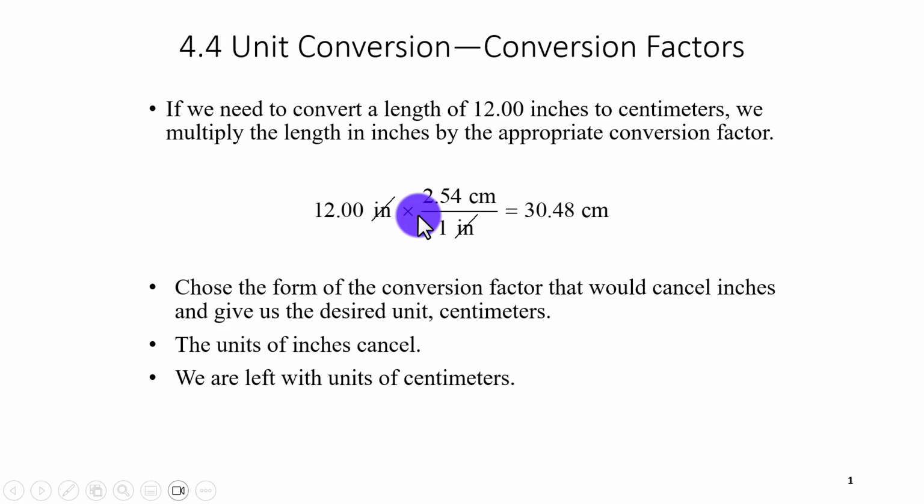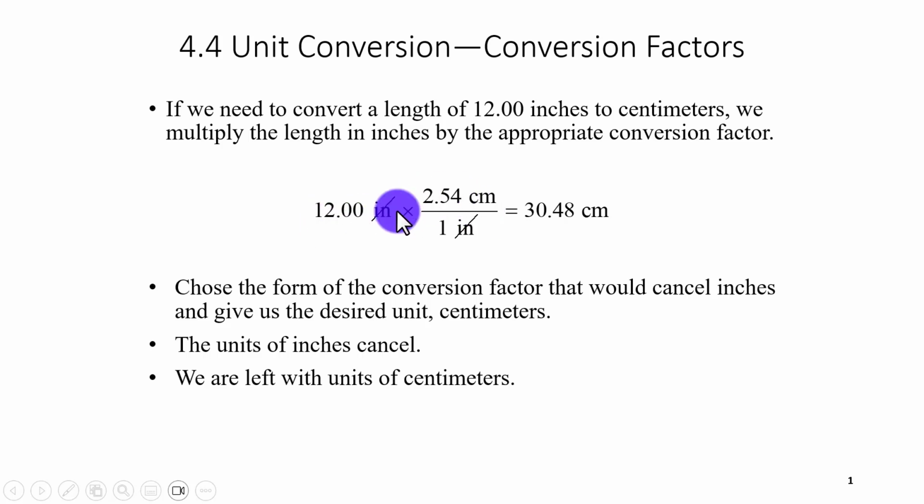So I start with 12 inches, multiply it by my conversion factor, which is a fraction that has 2.54 centimeters at the top and then the 1 inch in the bottom. My inches are going to cancel, leaving me with a unit of centimeters at the top, which is what I would like.